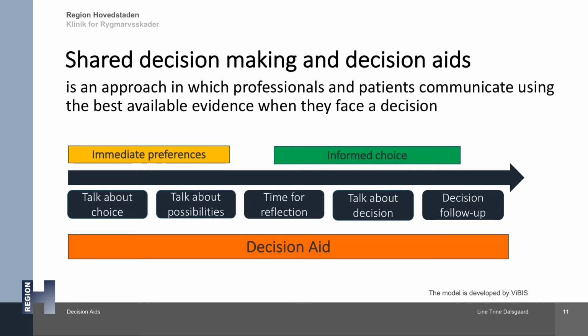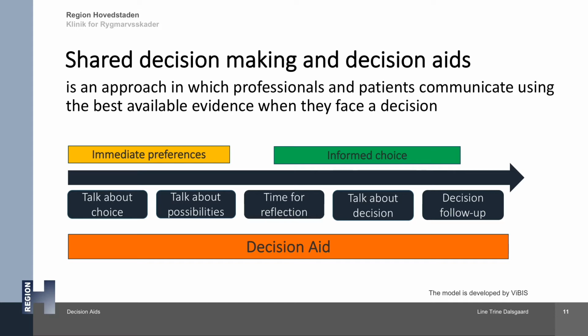First, a bit about the theories. The theories used in this project are all well known. But even though we have known these theories for years, they are really difficult to implement in daily practice. Patient involvement, participation, shared decision-making, and decision aids go hand in hand. Shared decision-making is defined as an approach in which professionals and patients communicate using the best available evidence when faced with a decision. To reach that point, where the patient can make an informed choice based on shared decision-making, it is necessary to go through several steps.